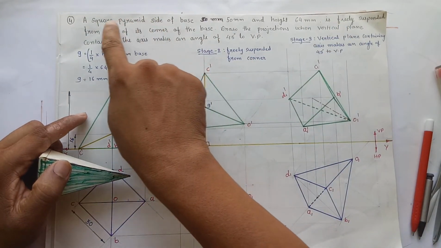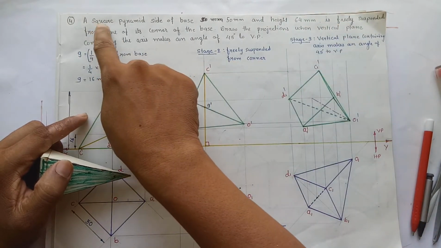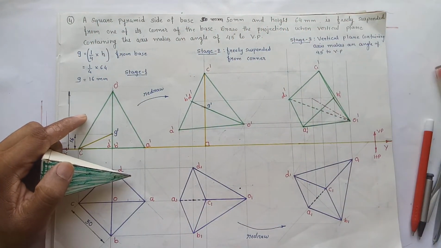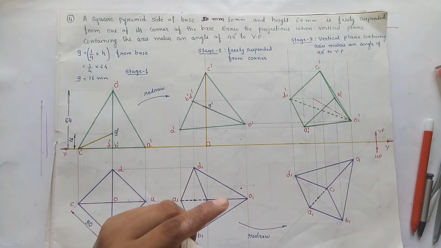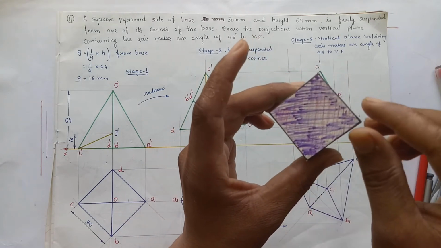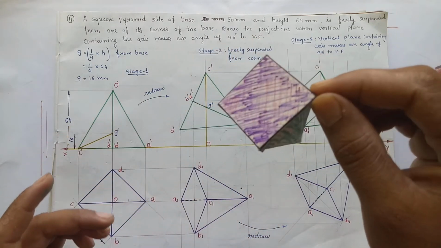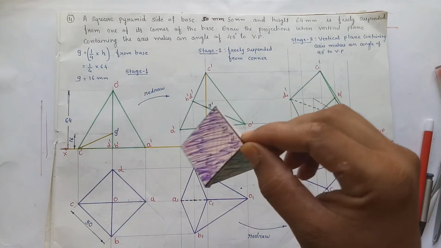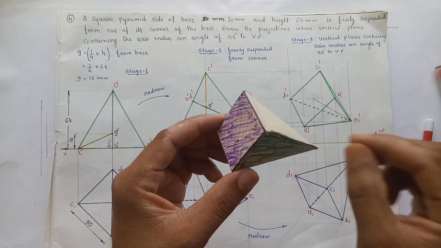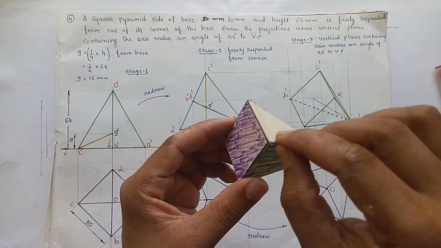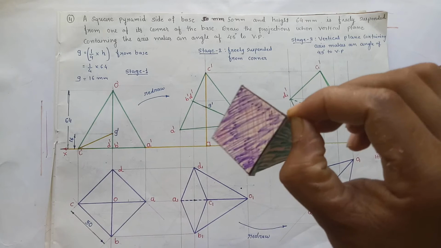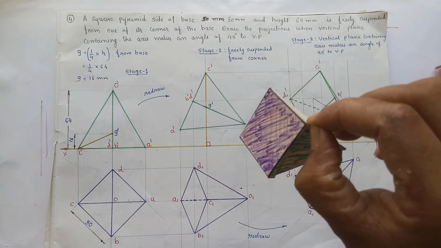by taking this condition. A square pyramid, side of the base 50 mm, height 64 mm, is freely suspended from its corner. Now what is the meaning of freely suspended from one of its corner of the base? So let us take one of the corner of the base and we have to suspend the pyramid freely like this. That means we have to hang this pyramid by one of its base corner like this. So it is in the hanging condition.